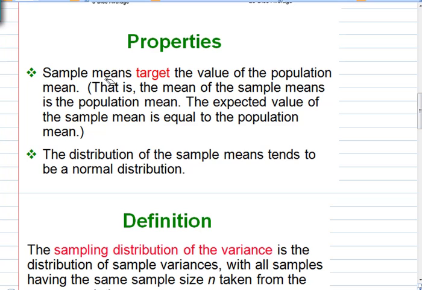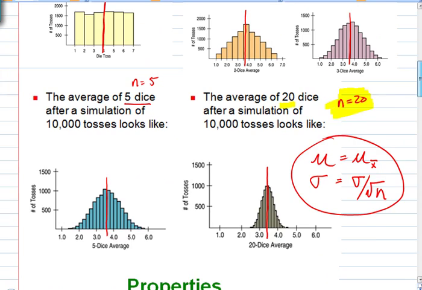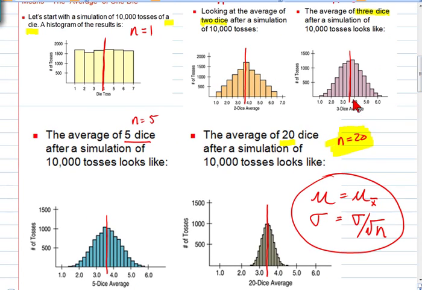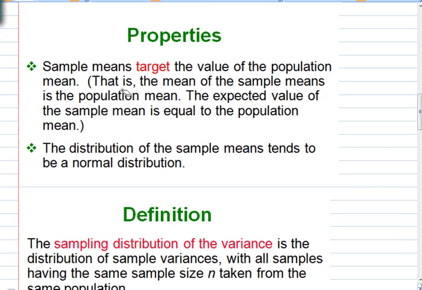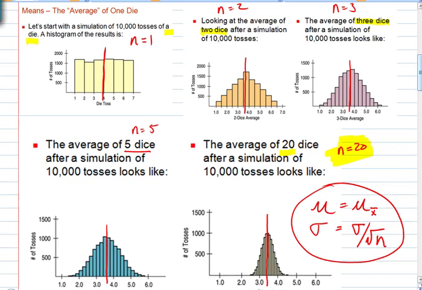So the sample means tend to target the value of the population mean. It wasn't dead on exact, but it was close. It was about 3.5 each time. That is, the mean of the sample means is the population mean. The expected value of the sample mean is equal to the population mean. The distribution of the sample means tends to be a normal distribution. Even if we took a distribution that was not normal to begin with, as we increased our sample size, we got this shape that was more and more normal.